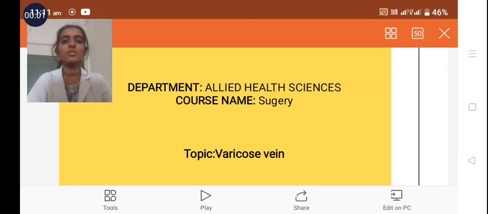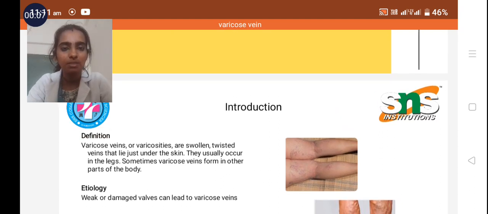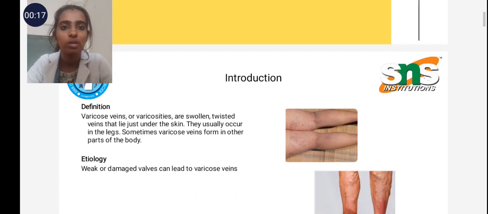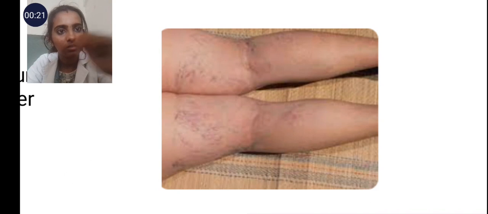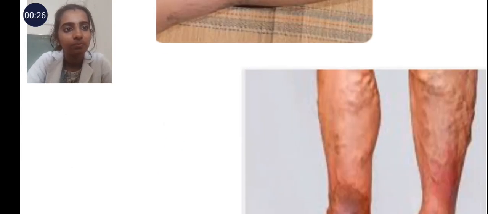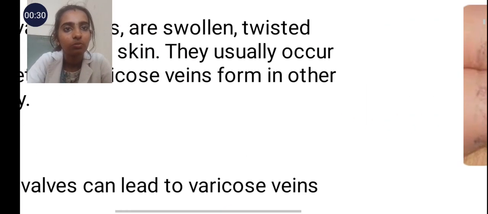Good morning all. Now we are going to see a case study of varicose vein. Varicose vein is nothing but twisted veins that occur because of prolonged standing and overloaded working of the lower limbs. This is the picture we can see. The lower limbs will be like this. The veins are like spider-like veins. So this is a varicose vein.